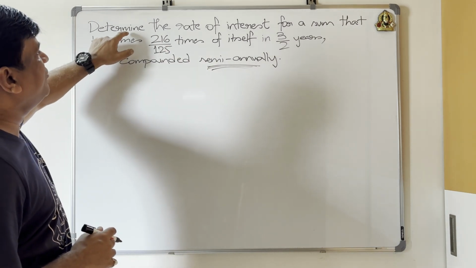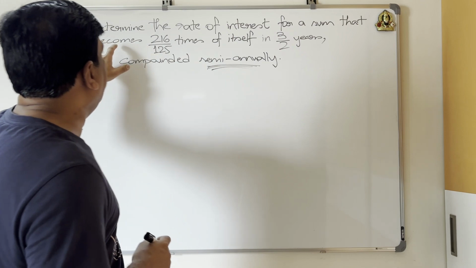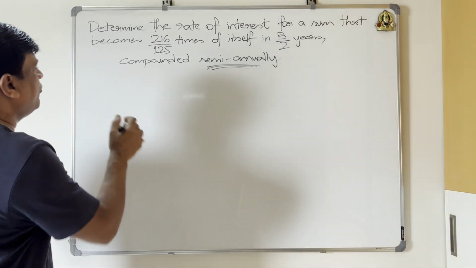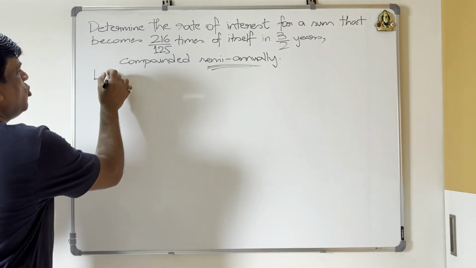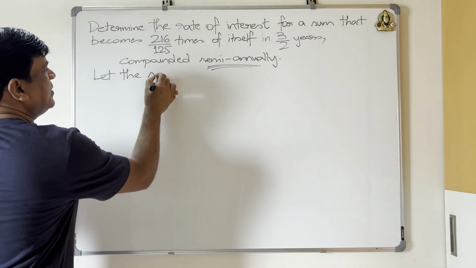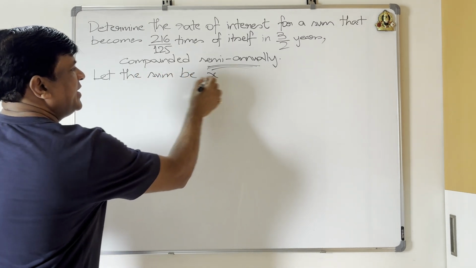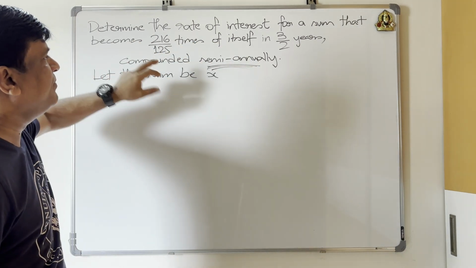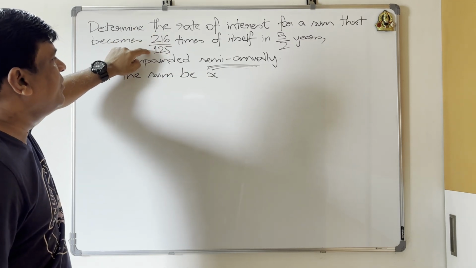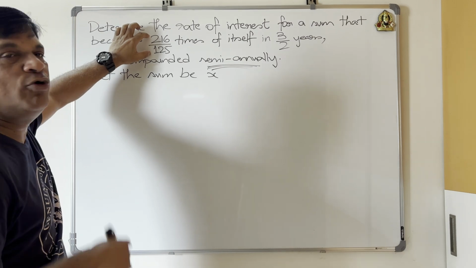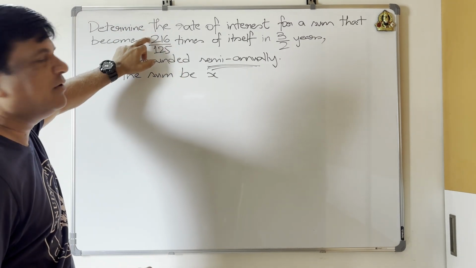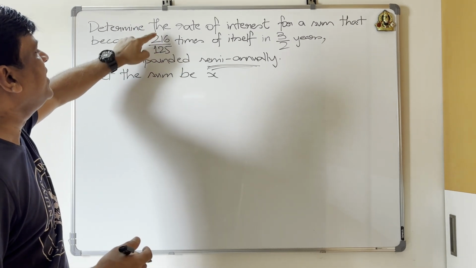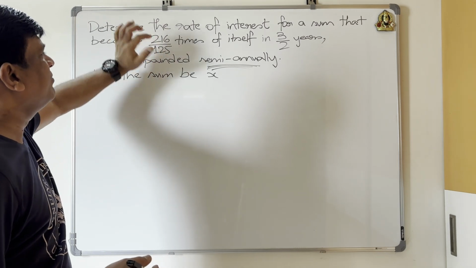Now they are asking us to determine the rate of interest for a sum that becomes 216 by 125 times of itself. So first and foremost, do we know the sum? No. Let the sum be x. When they say it becomes 216 by 125 times of itself, 216 by 125 will always be more than 1. The numerator is higher than the denominator, so it will be something more than 1.